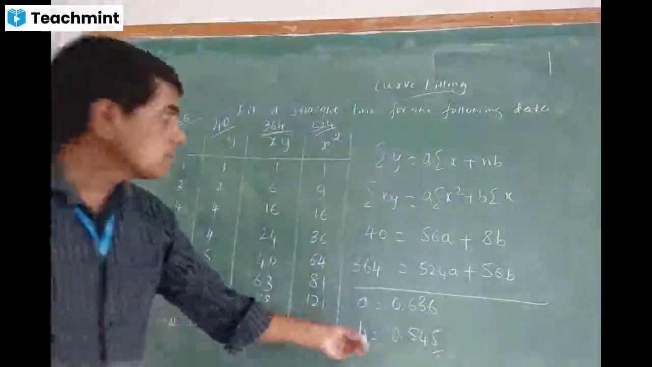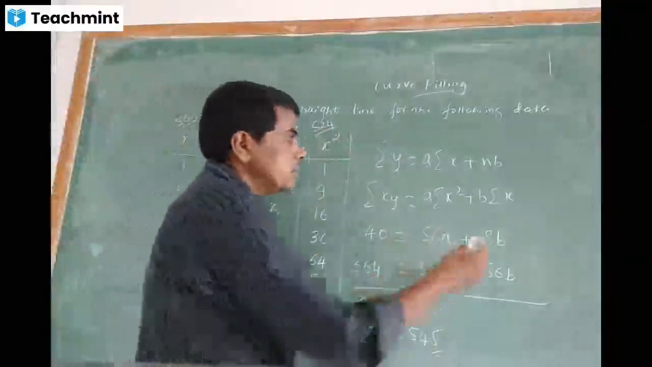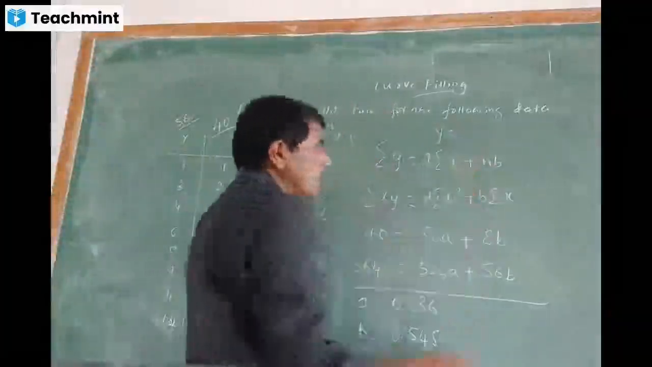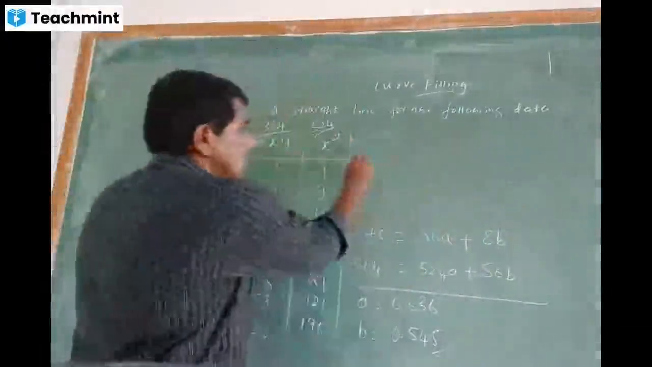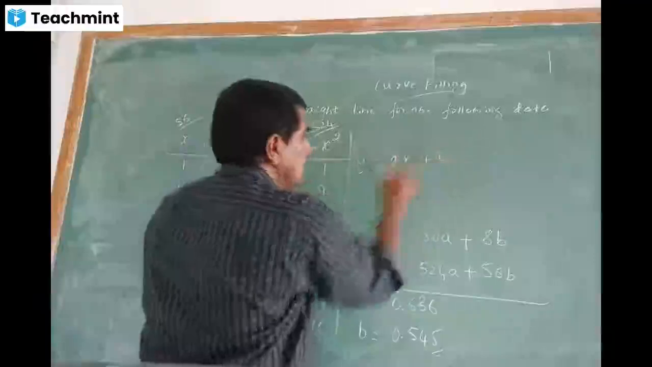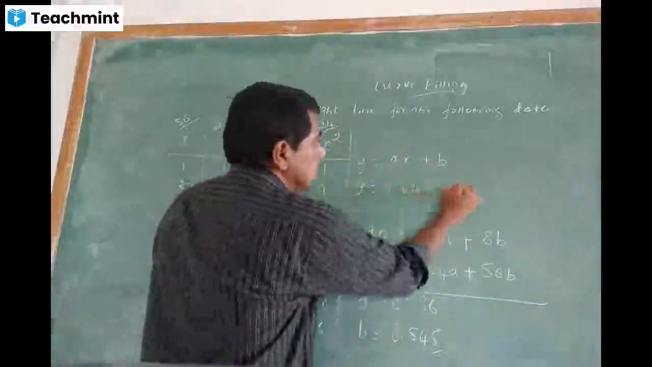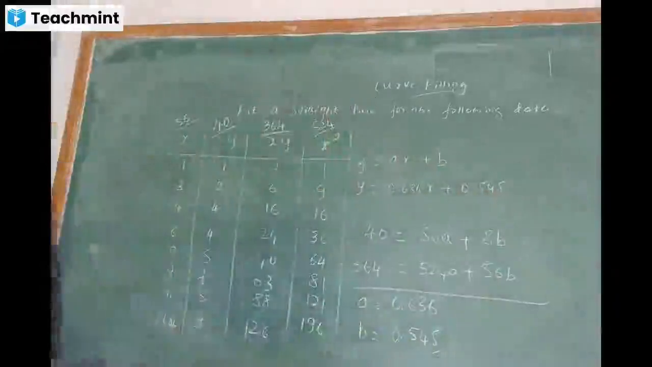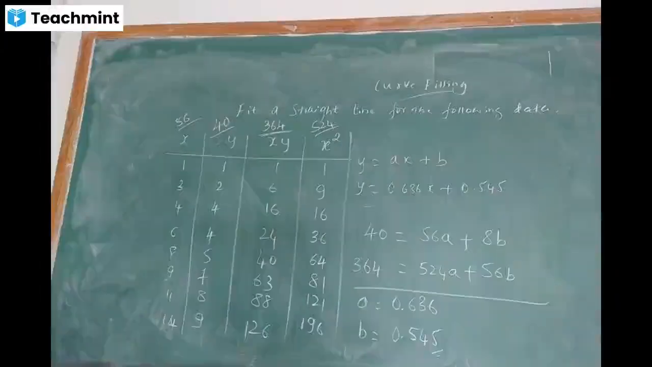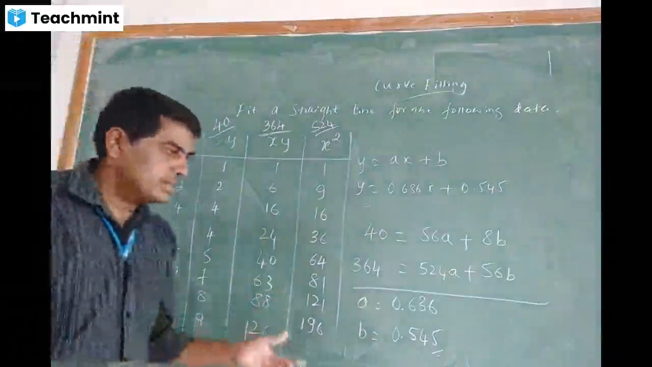After this, again you have to substitute in the right hand equation. The equation is y equal to a plus bx. So y is equal to 0.6 into x plus 0.545. Like that, you have to find it. I hope it is easy.